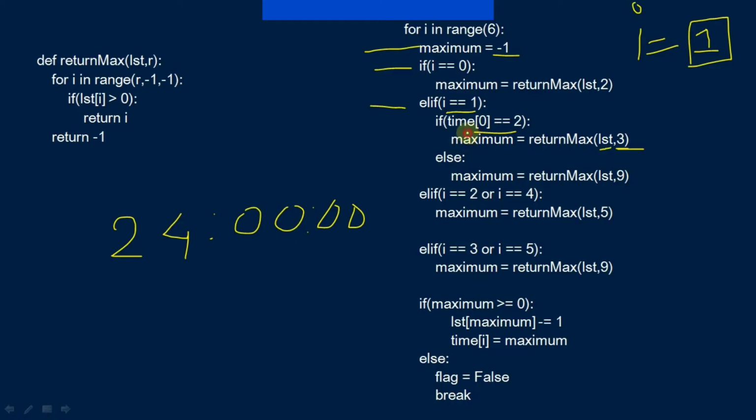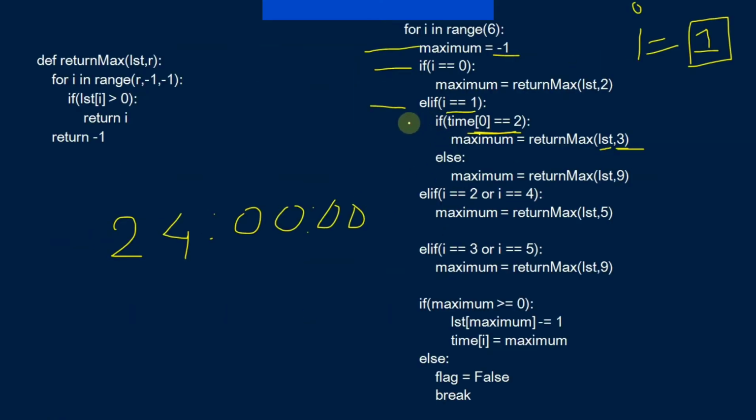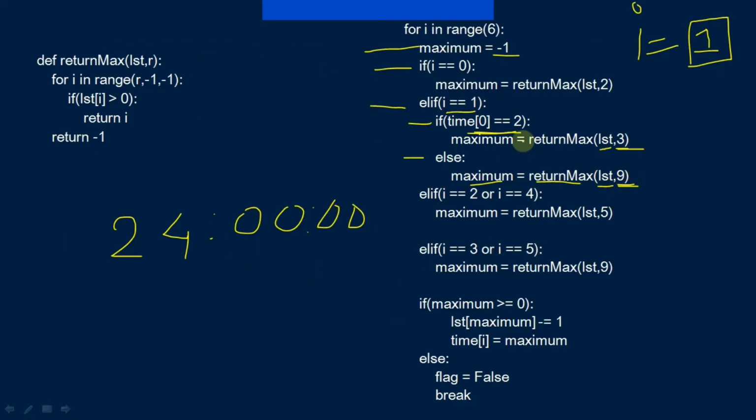Okay. So if time of 0 double equal to 2, but in our case time of 0 is 1, not 2, so this condition will be false. We will come to the else part, and here we are saying maximum equal to return max LST comma 9. If time of 0 is 0 or 1, we can store maximum values between 0 to 9, so that is why we are passing 9 here. And in case we have 2, we will check maximum between 0 to 3. Okay, so I hope you understood.